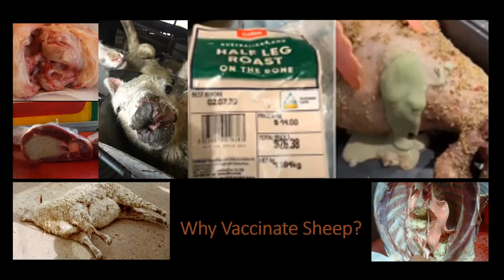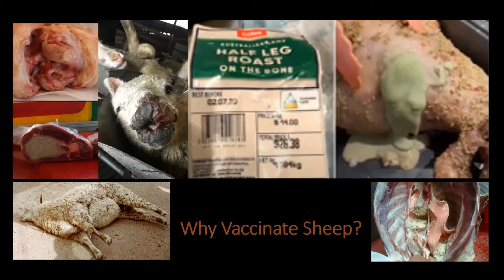The next photo along was actually in a news report in Sydney sometime early in 2020, and a customer had actually bought a lamb leg roast and taken it home, prepared it for cooking, and then realised that it had this significant cheesy gland lesion. Things like this don't give the industry a great name, so we're looking to prevent them.